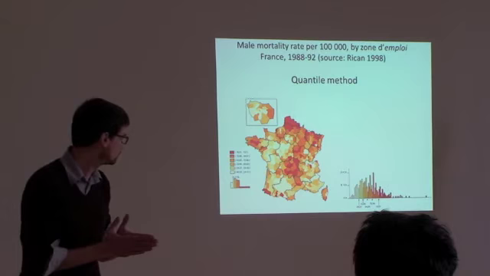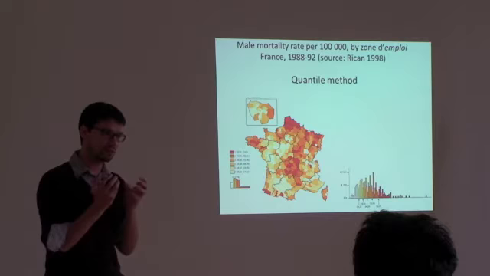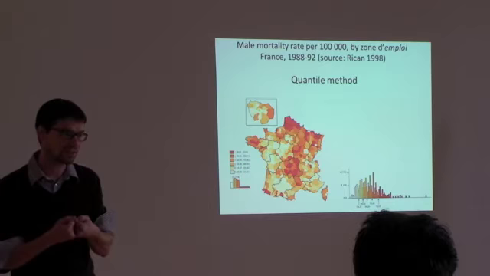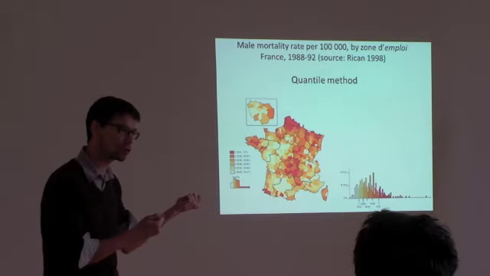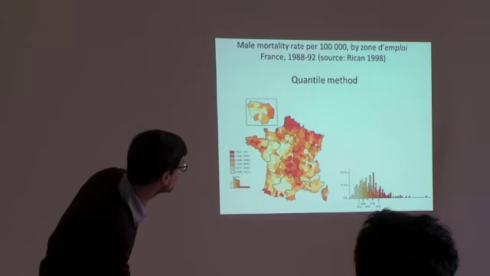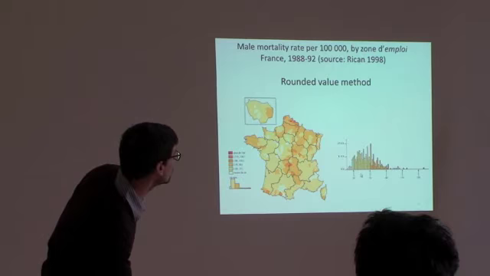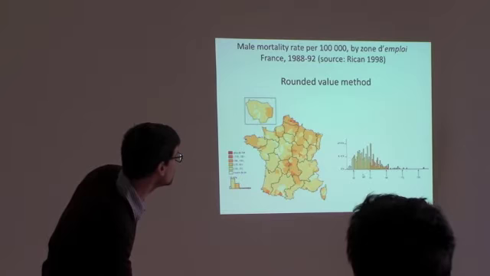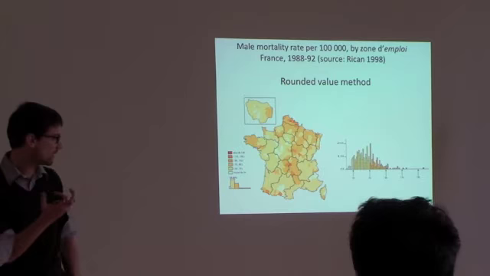So here it's to tell you that the same data using the same geographical units can be mapped in very different ways depending on the classification of the discretization methods you use to map the data. They're both correct, but as you can see, they show a fairly different map. This is another example, the rounded value method, where the boundaries of the classes are rounded values, so 50, 70, 90, etc. And again, the colors or the patterns on the map are quite different.